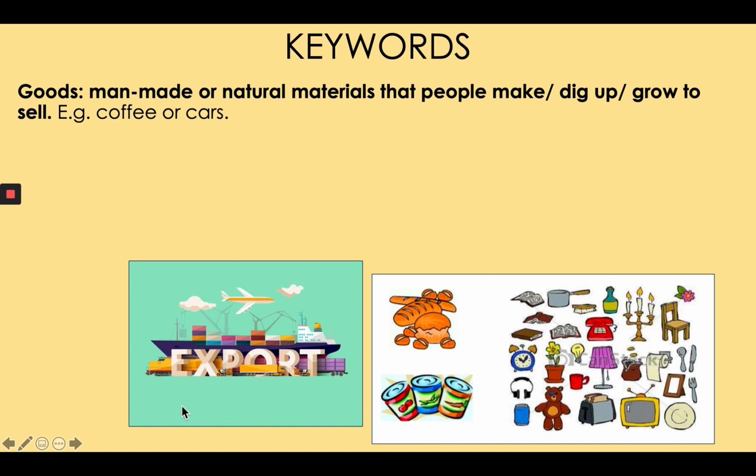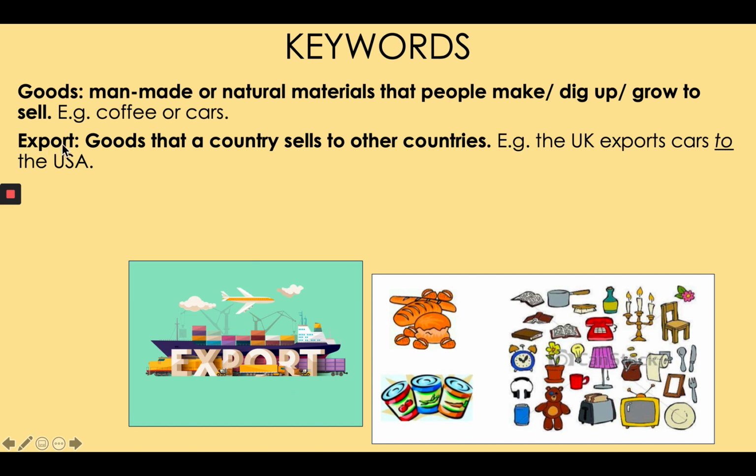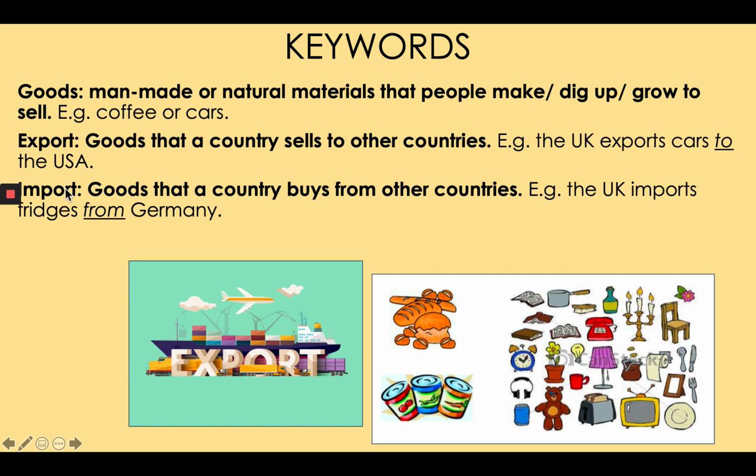There are 2 key words that you need to know in relation to trade. The first one is an export. An export is a good or goods that a country sells to other countries. For example, the UK exports cars to the USA. And secondly, an import is a good that a country buys from other countries. So for example, the UK imports fridges from Germany. 3 keywords, write them in your books, highlight just the keywords.